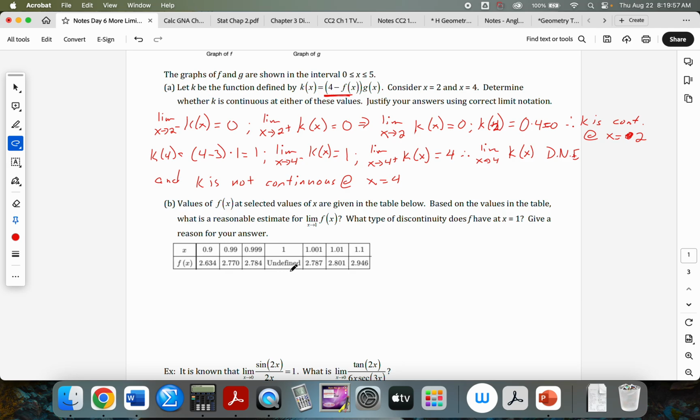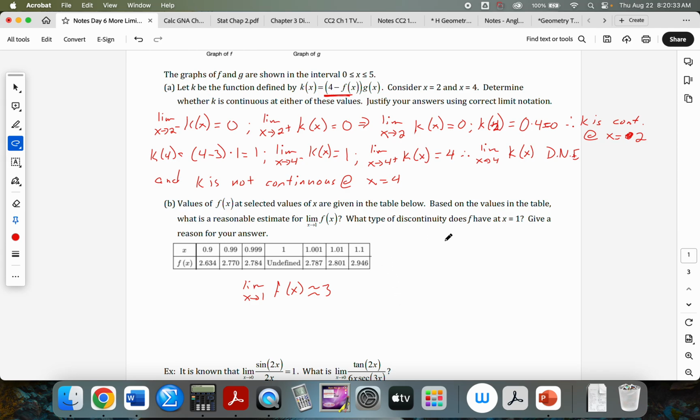I don't know exactly how big it's going to be, and again, it says a reasonable estimate. If you said that it was 2.9, that would be a reasonable estimate. I'm going to say 3. That's a reasonable estimate. The limit as x approaches 1 of f of x is going to be about 3. It might be a little less than that. Heck, it could be a little more than that. I don't know. All I've got is the table.